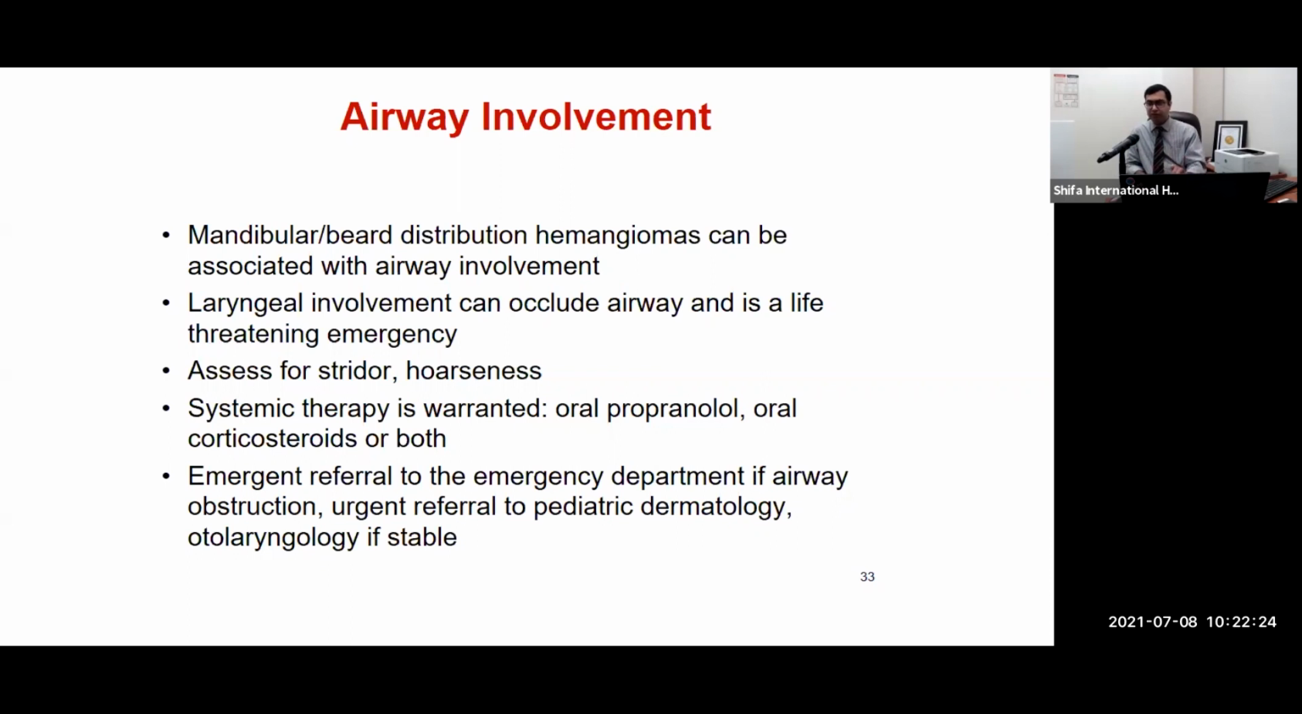So then obviously think about that, think outside the box. Systemic therapy: oral propranolol, oral steroids, or both. I usually prefer a combination here because we need quick action. And then emergent referral to the emergency.